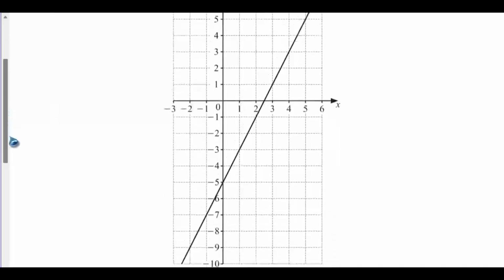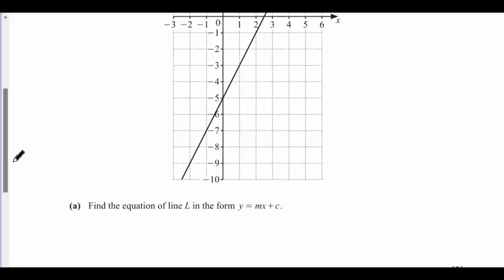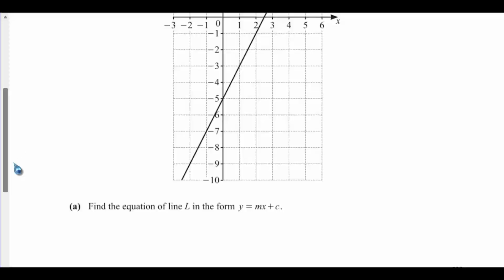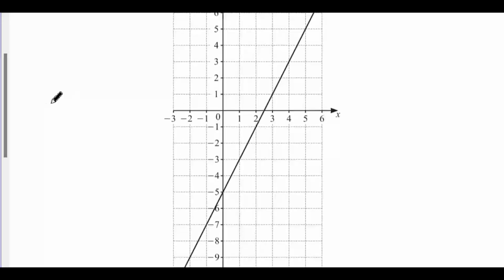So we are given this grid. Find the equation of line L in the form y equals mx plus c. Okay, so y equals mx plus c. m is the gradient, which is rise over run, and c is the intercept on the y-axis. That is where the straight line touches the y-axis. So of course it is here, that's -5. So c is equal to -5.